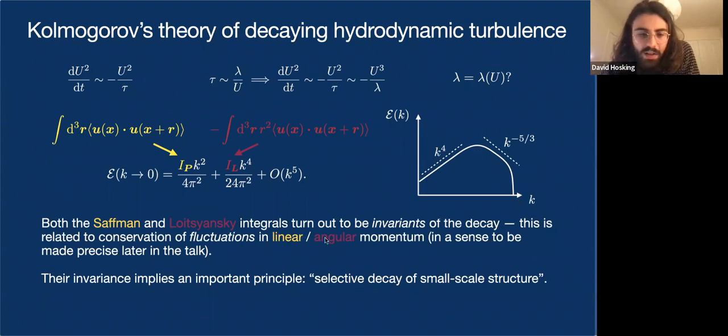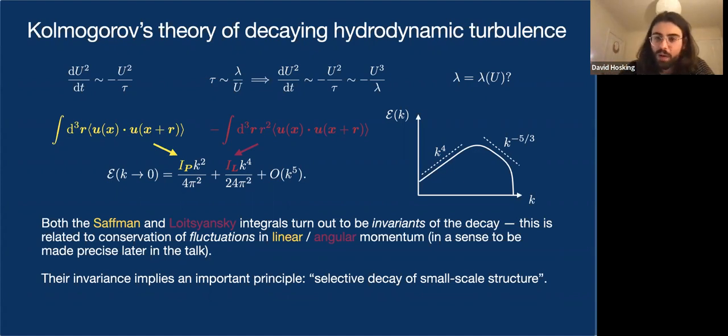But in a sense, to be made precise later in the talk, because this is going to be important, these integrals turn out to relate to conservation of fluctuations in linear and angular momentum. So that's something I'll come back to. But for the sake of the problem at hand, the invariance of these integrals and this expression that I can write down here implies an important principle, which is the principle of selective decay of small scale structure.